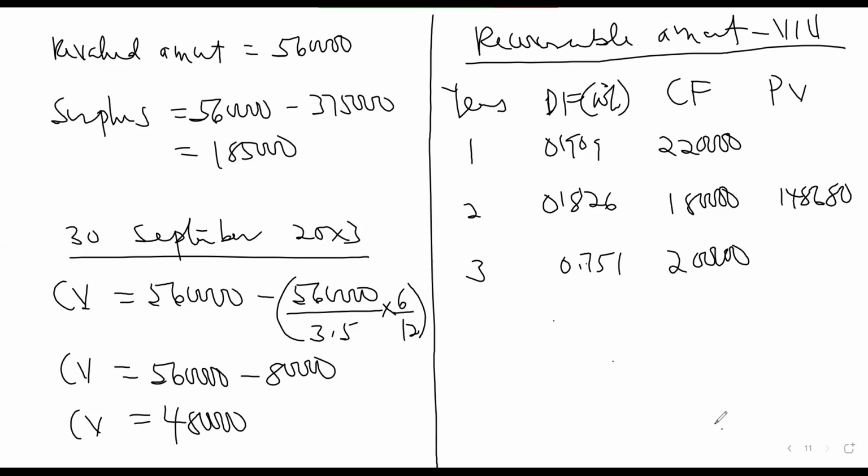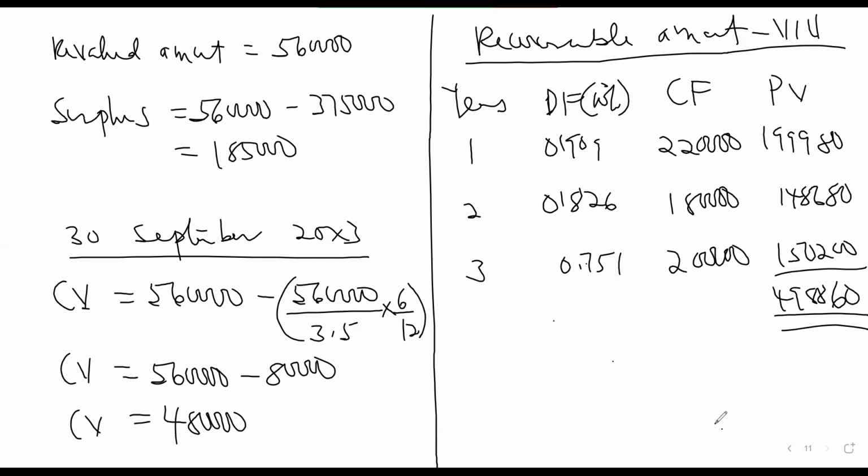Then your one is 199,980. Okay. Year 3 is what? Year 3 is 150,200. What is our total cash flow? 498,860.